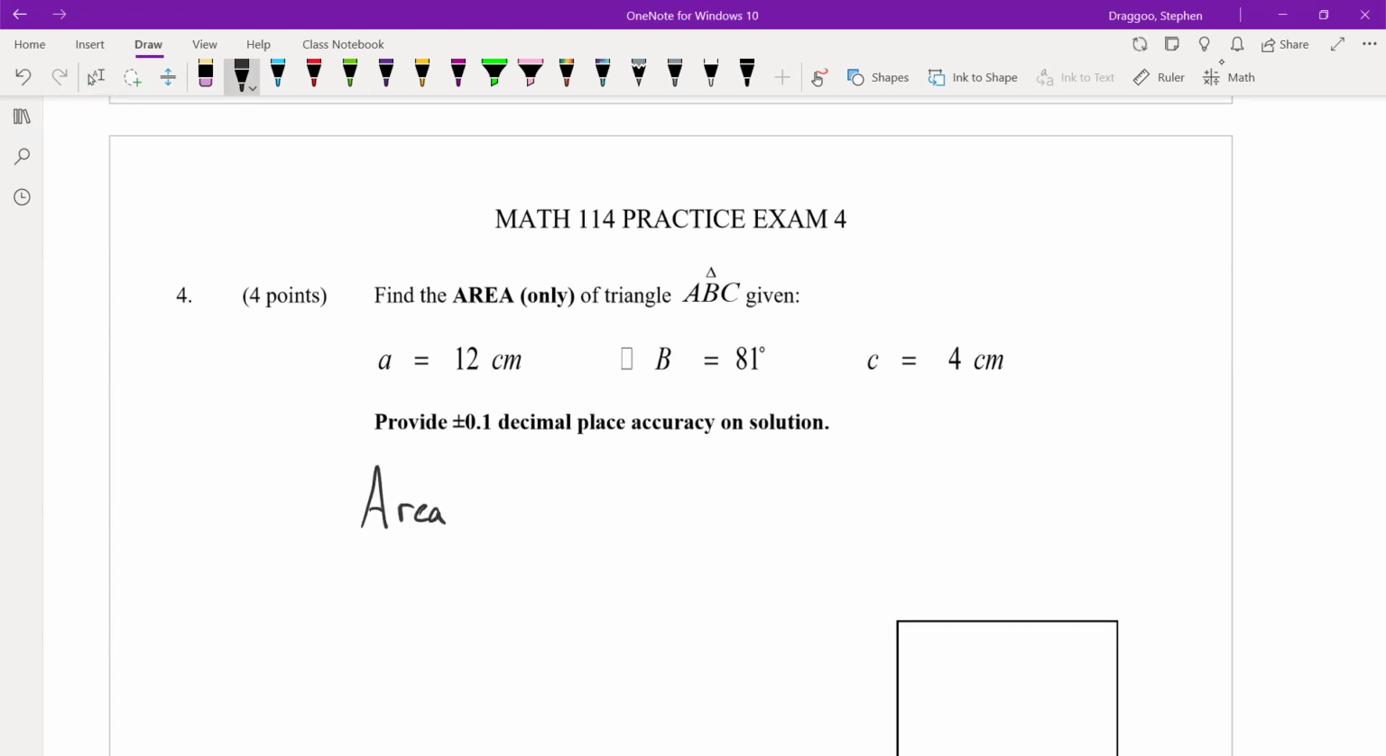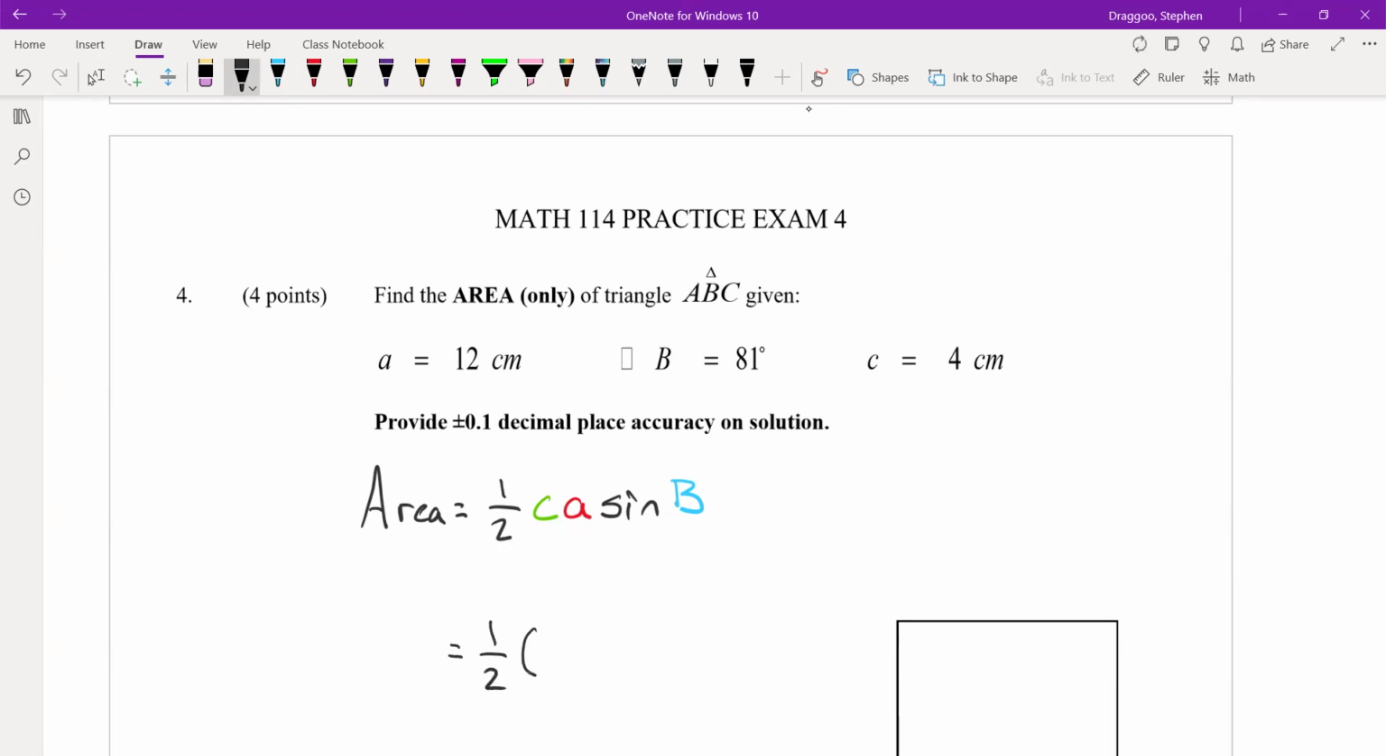One of those formulas for area that you can find on the formula sheet says that the area of a triangle is equal to 1/2 of C times A times the sine of angle B. So that is, again, one of those formulas that we have for area. It basically is 1/2 base times height, but rewritten to be in terms of A, B, and C. And all we've got to do is plug in the information we were given.